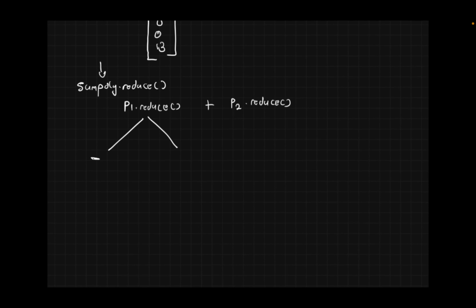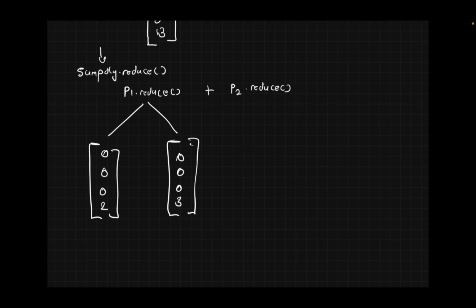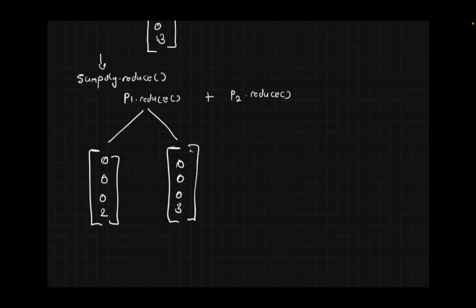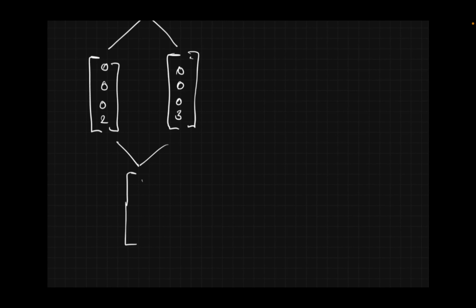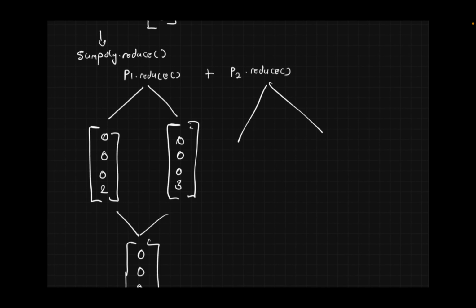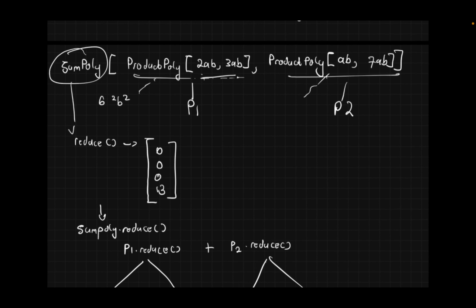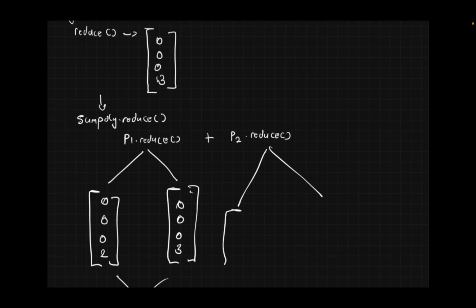2AB is what? And 3AB is what? So this product poly, to reduce, is to multiply all its children, right? So this will give us what? This other one will call on its children, which is what? AB and 7AB. AB is what? And 7AB is... products, right?